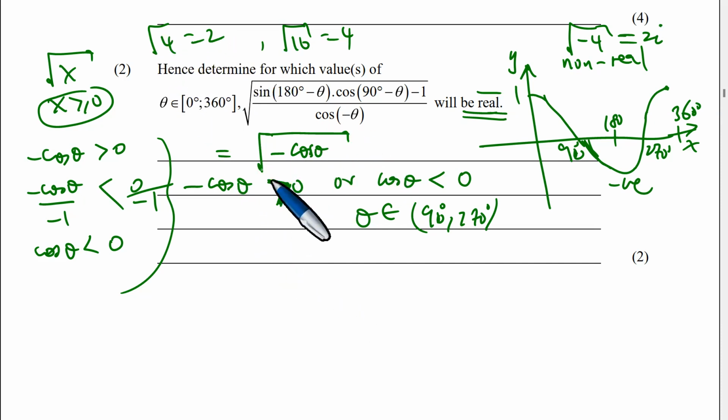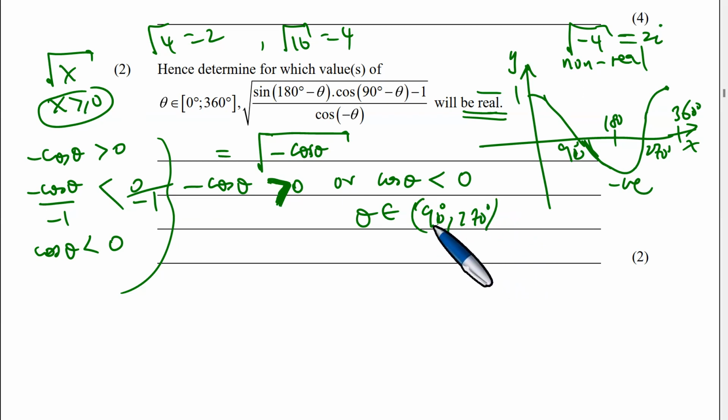So here, this is the square root of minus cosine theta, but we want this whole thing to be real. This whole thing is simplified to this. So we must just have minus cosine theta bigger than 0. If minus cosine theta is bigger than 0, then the square root of that is real. We say the answer is theta between 90 and 270, excluding the extremes because it is 0 at 90 and 270. So we put round parentheses here.